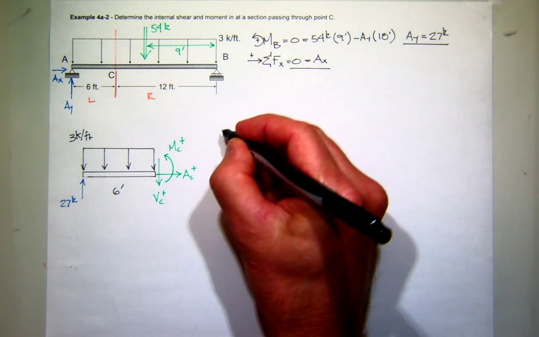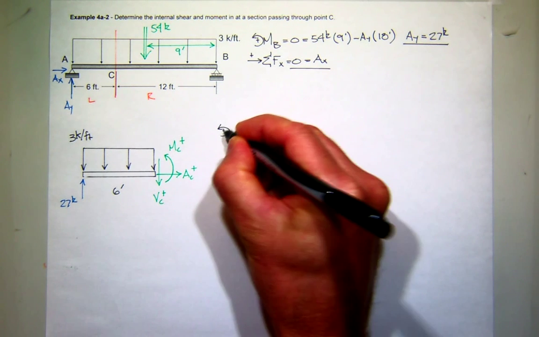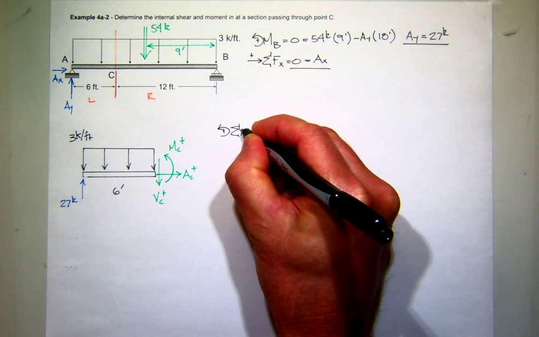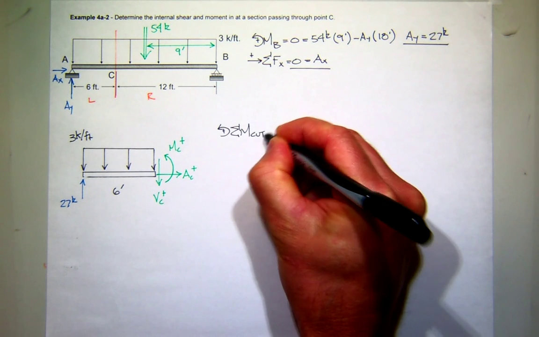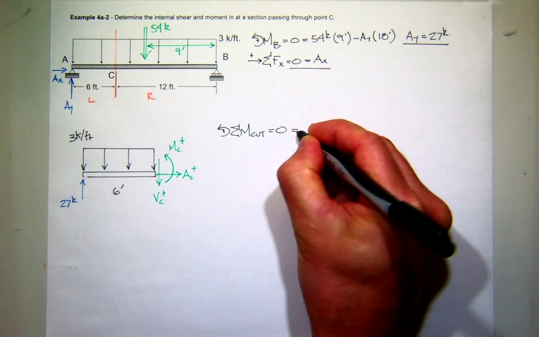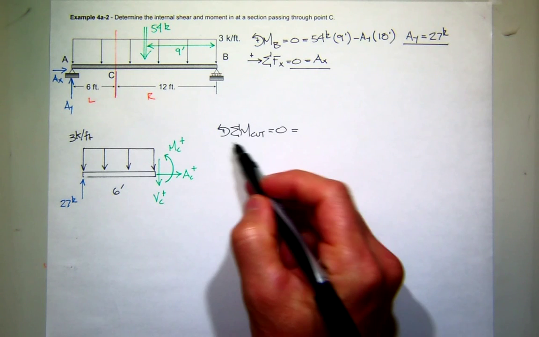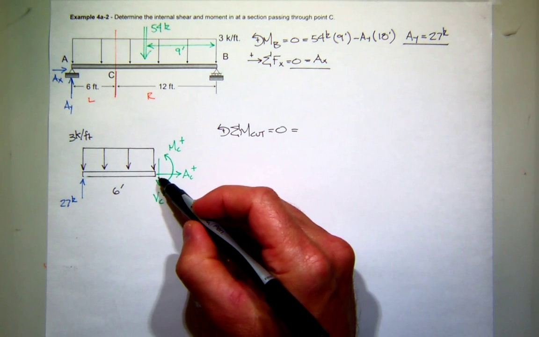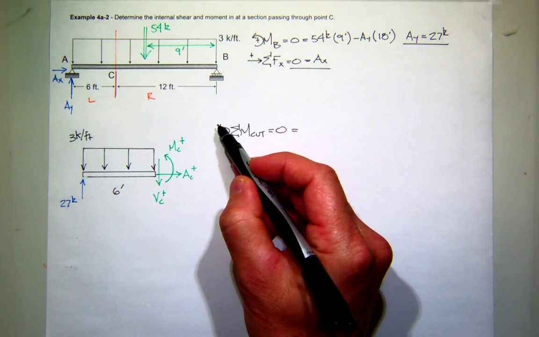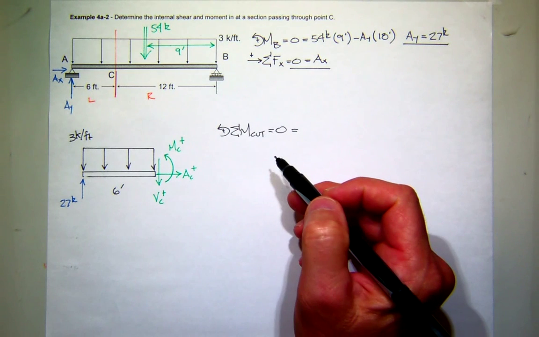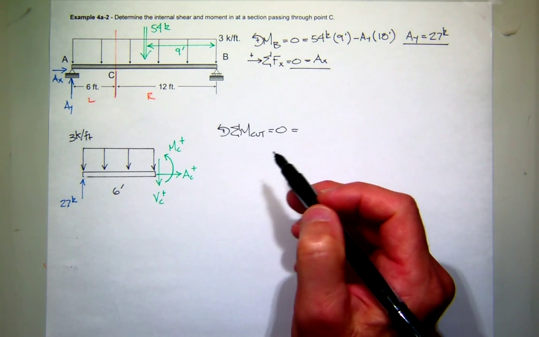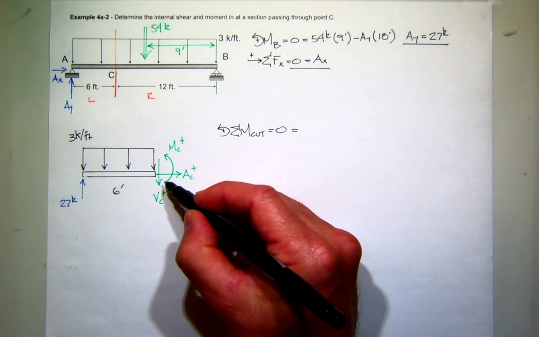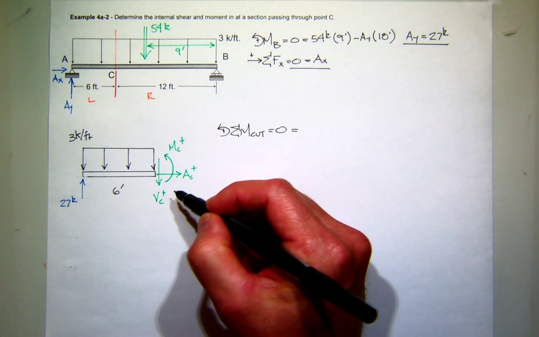So I'll begin with summing moments at the cut. And I'll assume right-hand rule is my sign convention. There's a lot of information being conveyed here. I'm summing moments about the cut, I'm using right-hand rule, and I'm in equilibrium. With right-hand rule as my guide, is this moment positive or negative? Positive.